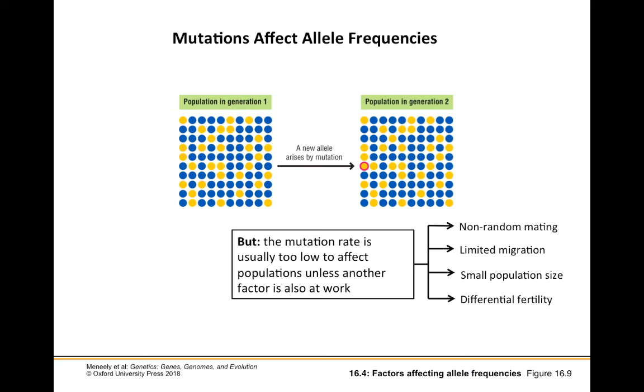And so the only way that you really get fixation of rare alleles like this is if they have some selective advantage. Mutation rate is usually too low to affect populations unless another factor is at work. It could be any of these, but it's probably going to be differential fertility. It could be small population size. It could be something like migration, but oftentimes we think of these things spreading rapidly through populations due to natural selection.